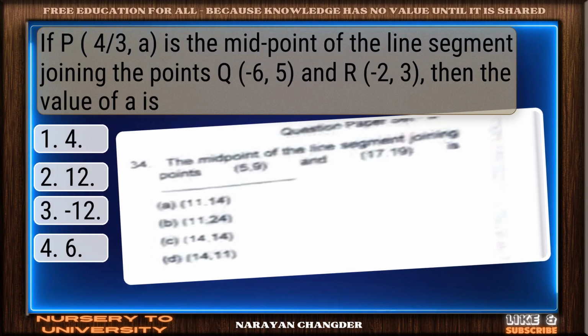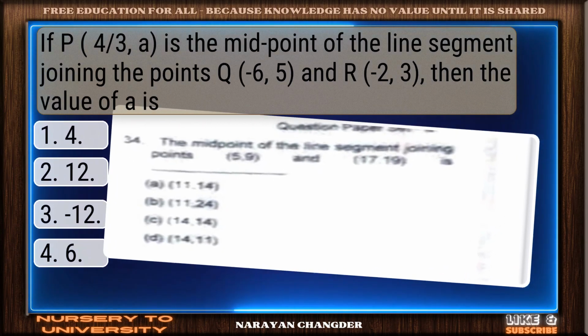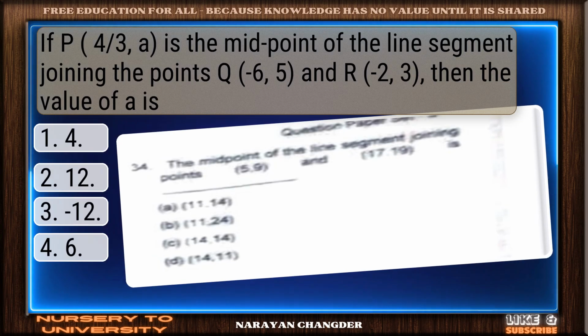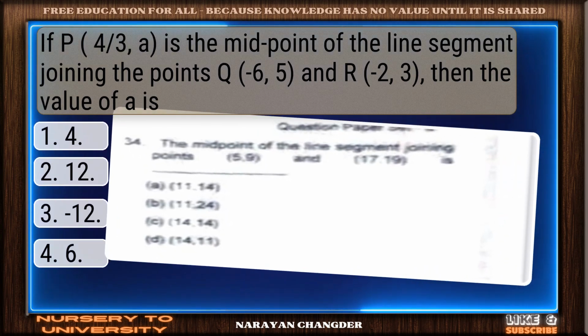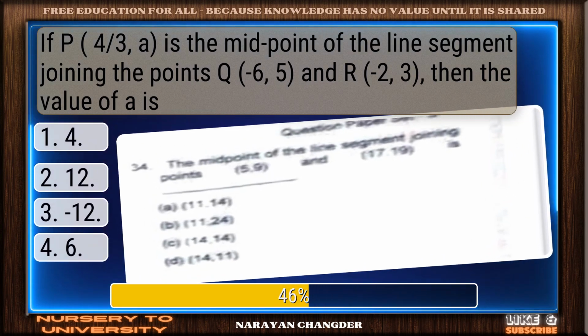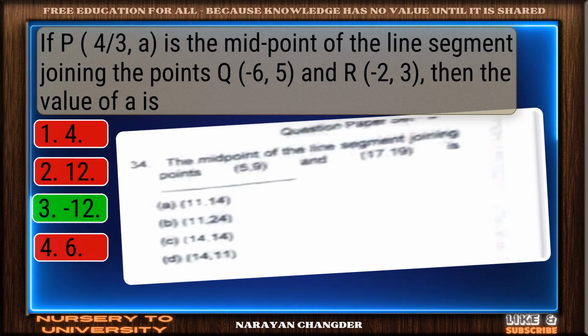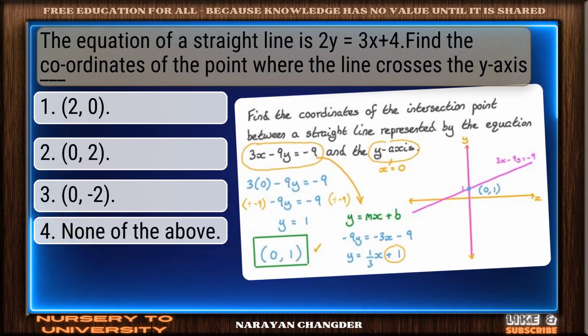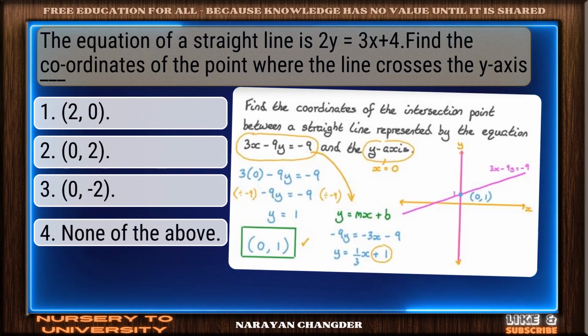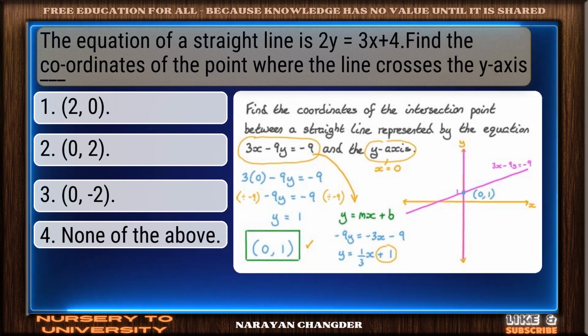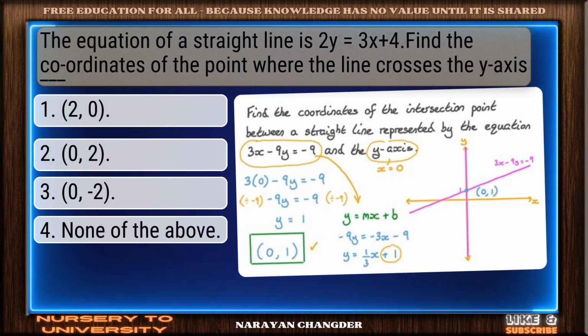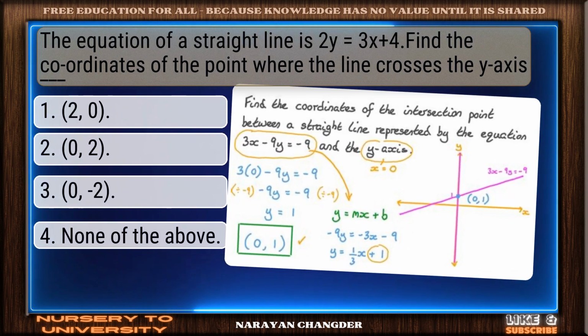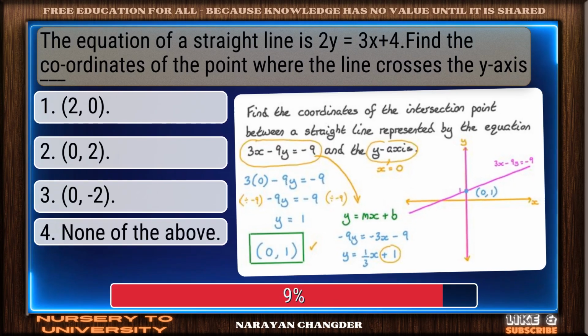If P is the midpoint of the line segment joining the points Q and R, then the value of A is. You got it. 12 fits. The equation of a straight line is 2y equal to 3x plus 4. Find the coordinates of the point where the line crosses the y-axis, dash.